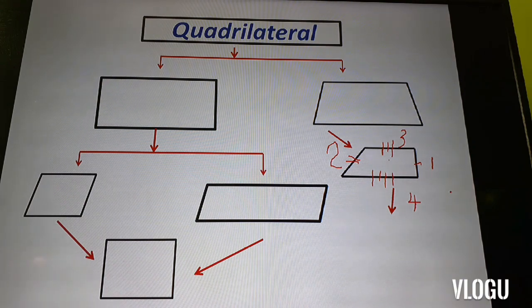But still, sometimes, their diagonals bisect each other. Nagbabisect din naman po sila. They are intersecting at their point of intersection. And sometimes general trapezoids can also have one pair of parallel sides. Well, it depends upon the general trapezoid that we have.